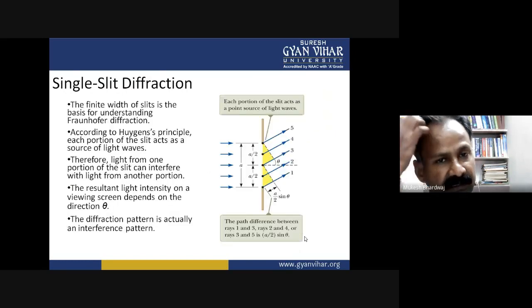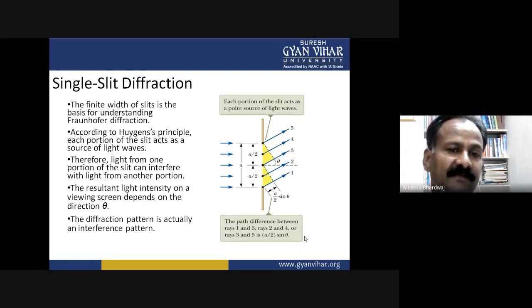Single slit diffraction. The finite width of the slit is the basis of understanding Fraunhofer diffraction. According to Huygens' principle, each portion of the slit acts as a source of light waves. Therefore, light from one portion of the slit can interfere with the light from another portion. The resultant light intensity on a viewing screen depends on the direction theta. The diffraction pattern is actually an interference pattern.